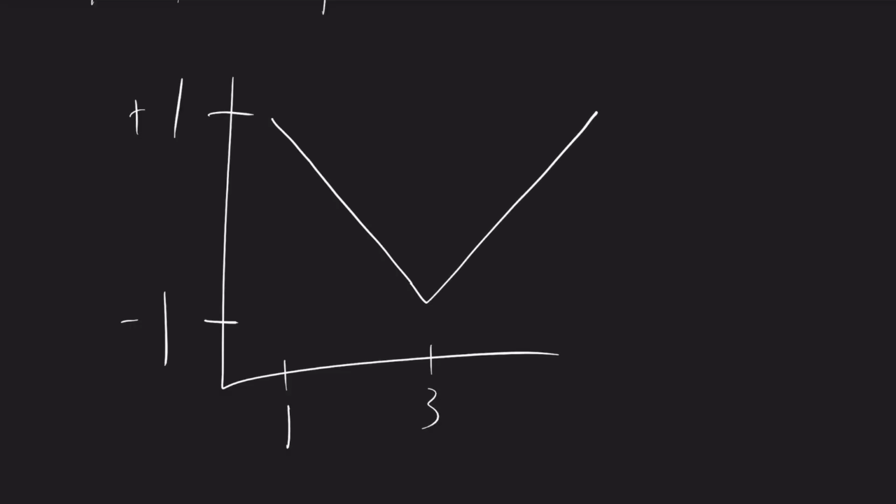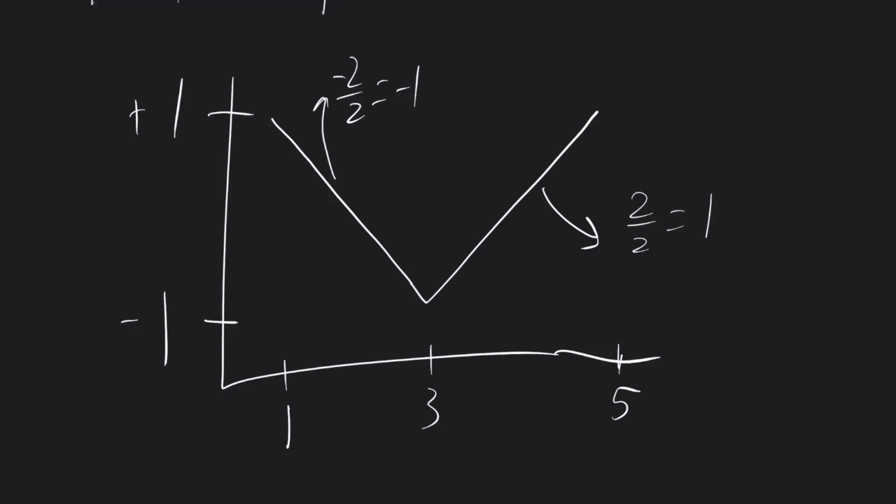It has a maximum value of positive 1 and a minimum value of negative 1. And at t equals 1, it begins sloping downwards to its minimum value at t equals 3. And then it slopes back upwards to its maximum value at t equals 5. So the slope of this negative portion is negative 2 over 2, or negative 1. And the slope of the positive portion is 2 over 2, which is 1.